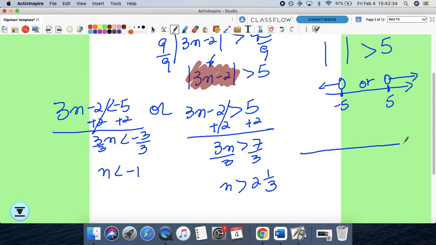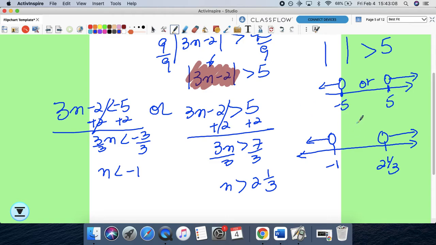So let's graph our solution. So our solution, as long as you pick a value that is greater than 2 1/3 for n, or a value less than negative 1 for n, and substitute it in, then you'll be okay. So just, again, let me pick a number between negative 1 and 2 1/3. Let me pick 0. 3 times 0 is 0. 0 minus 2 is negative 2. Negative 2 absolute value is 2, and that's definitely not greater than 5.